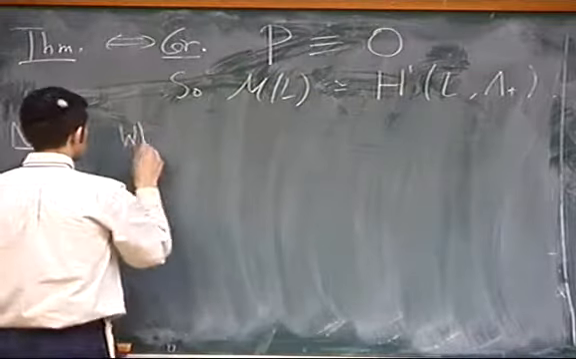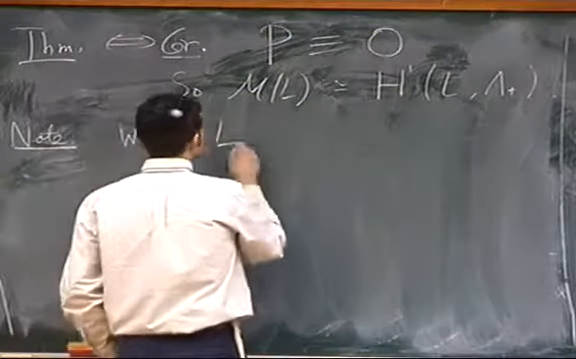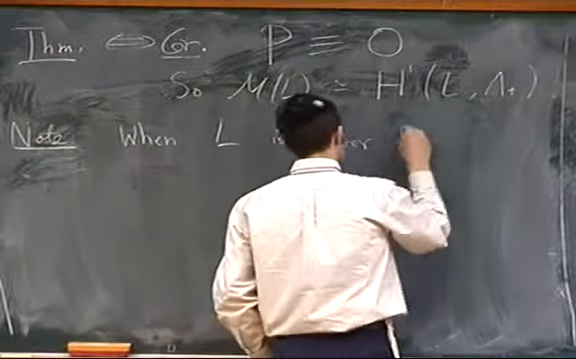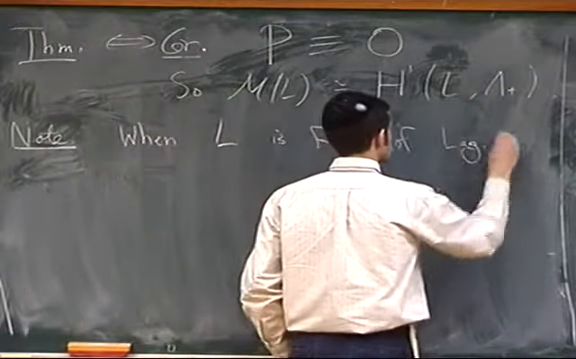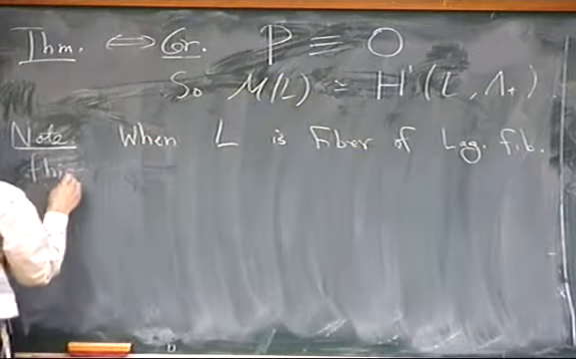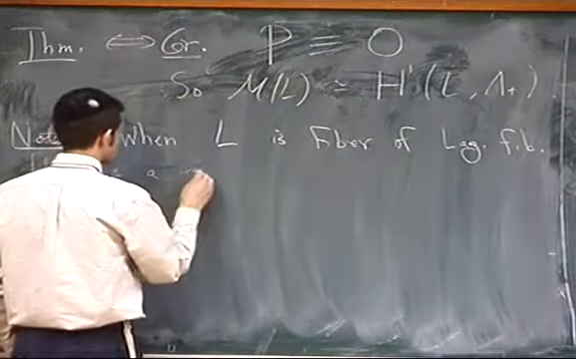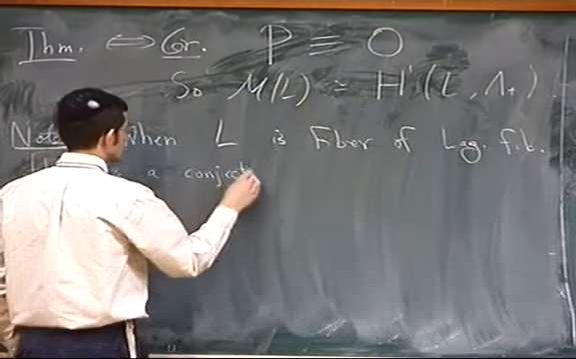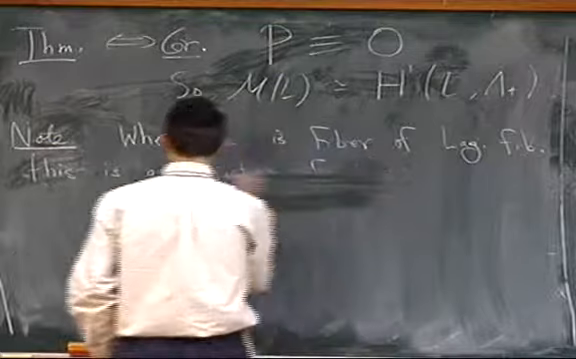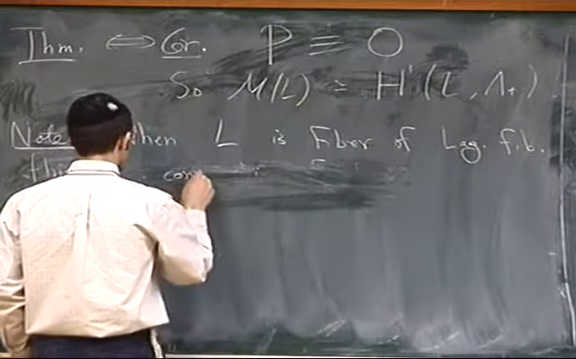I should just mention this. When L is a fiber of a Lagrangian fibration, this is a conjecture of FOOO, well, actually, Conjecture C.